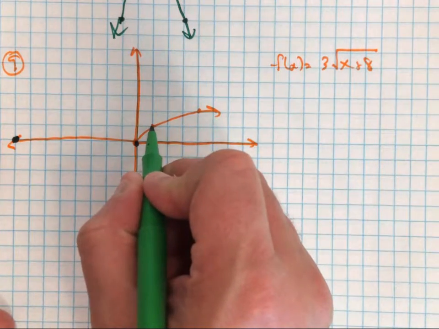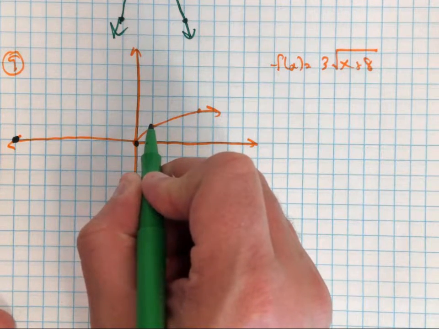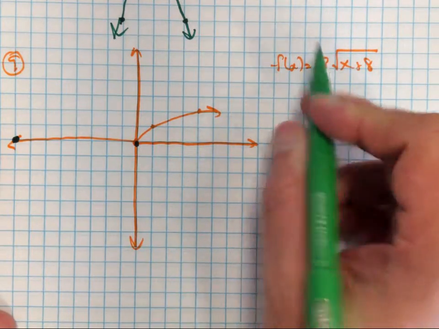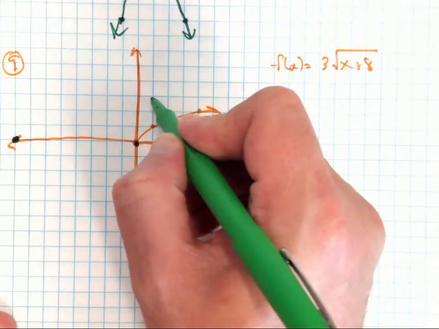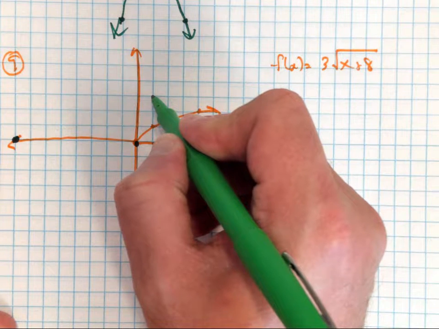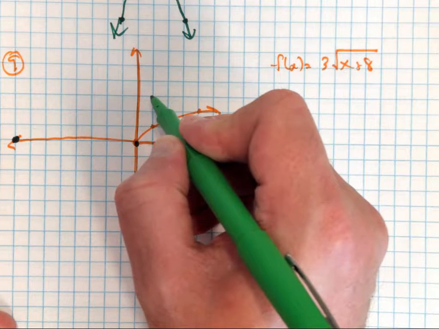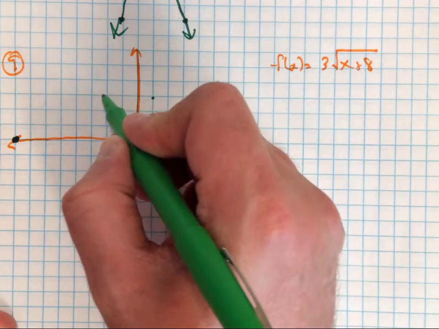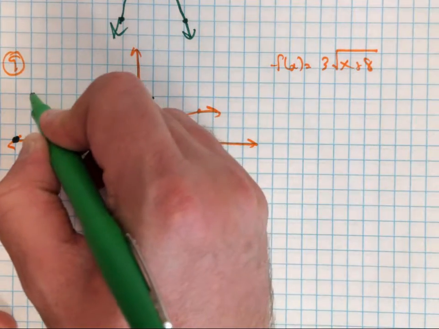Alright? This point is 1, 1, isn't it? I'm going to multiply my Y value by 3. So I'm at 1, 3 now. So instead of being at 1, 1, I'm at 1, 3. Then I'm going to move it left how many? 8. 1, 2, 3, 4, 5, 6, 7, 8.